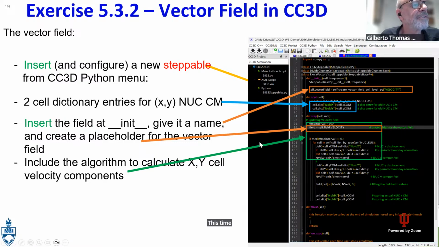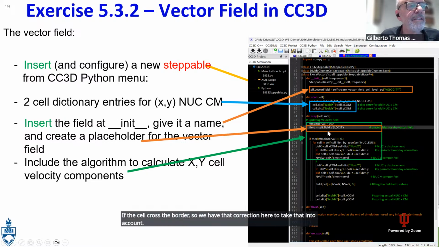We introduce also the placeholder here, the field, as we did for the pressure and the volume before. And do we have that small routine to calculate the displacement? And remember, we have to take care if the cell crosses the border. So we have this correction here to take that into account.